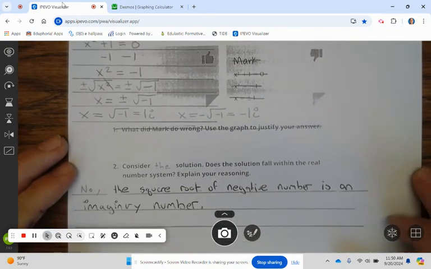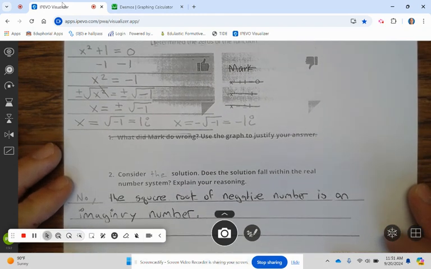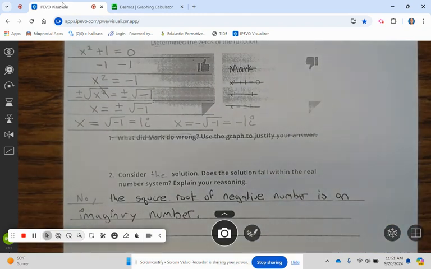All right, let's take a look at 2. Consider the solution. Does the solution fall within the real number system? Explain the reasoning. No, the square root of a negative number is an imaginary number. All right, go ahead and finish that up. Let's take a look at the next page.